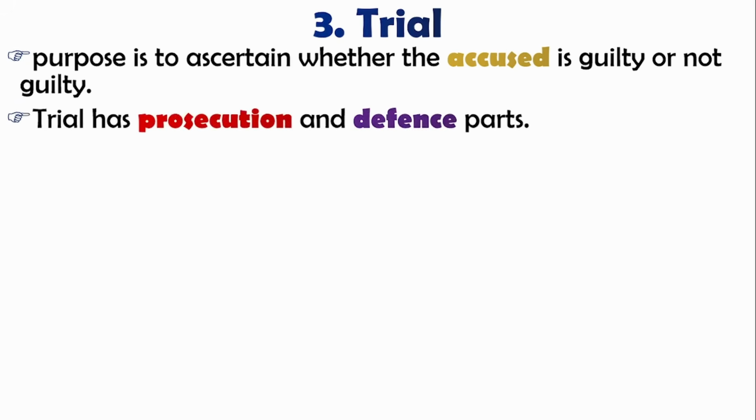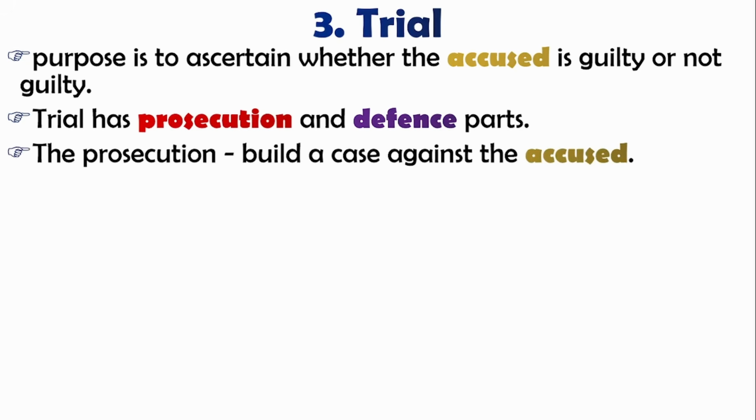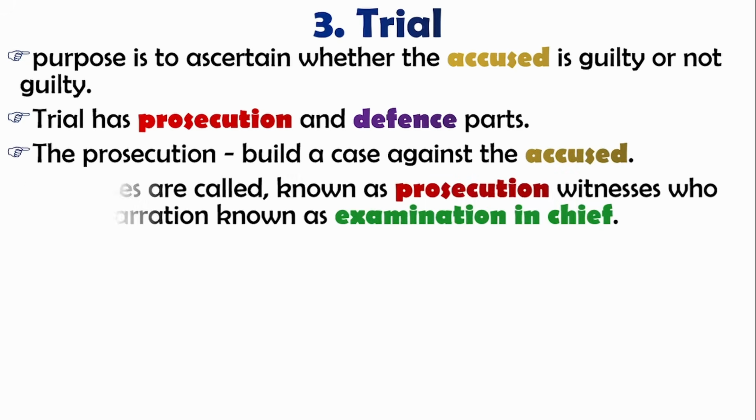The trial is going to have two parties, prosecution and the defense parts. Those are the two parties that are going to be involved. The prosecution, which is the party that is accusing, will build a case against the accused, and the witnesses will be called, which are known as the prosecution witnesses. These are going to give narrations of what happened, which are known as examination in chief.